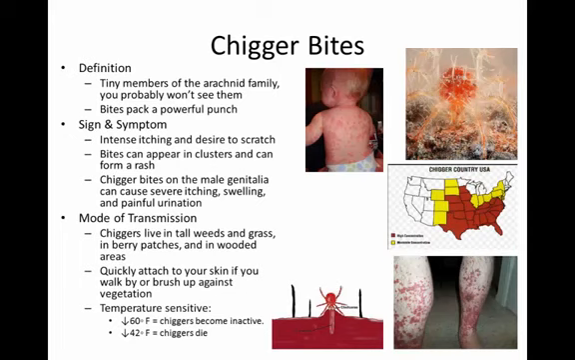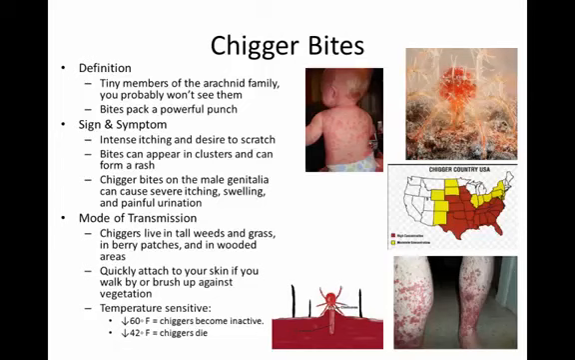Chiggers are tiny members of the arachnid family. You probably won't see them. However, their bites pack a powerful punch. Signs and symptoms include intense itching and a desire to scratch. Bites can appear in clusters and can form a rash. Chigger bites in the male genitalia can cause severe itching, swelling, and painful urination.